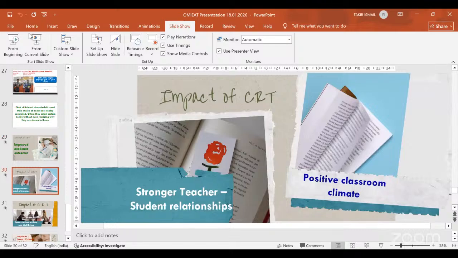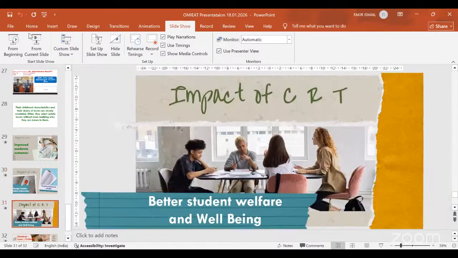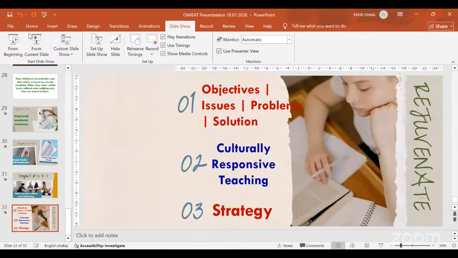It creates a stronger teacher-student relationship. I am the witness. Today I have a stronger relationship with some of my students because I followed the one principle of CRT. Positive classroom climate, better student welfare and well-being. So these are the impacts of CRT.